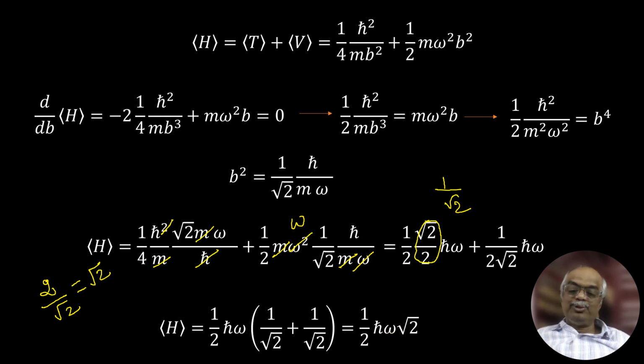Square root of 2 is 1.414, you know very well. So here the minimum ground state energy is this multiple of h cross omega. So this multiplicative factor is 1.4. Naturally this is greater than E_GS. So we have proved it.